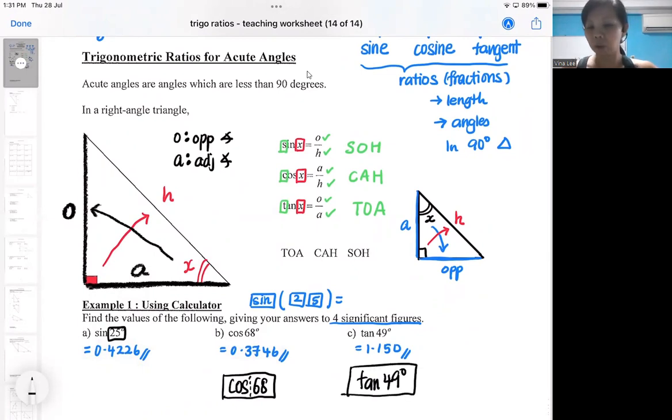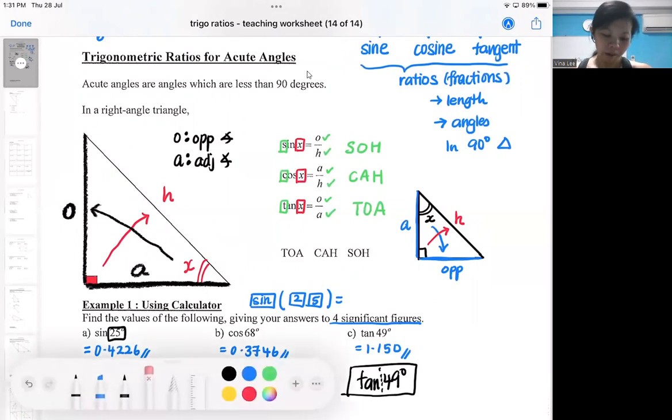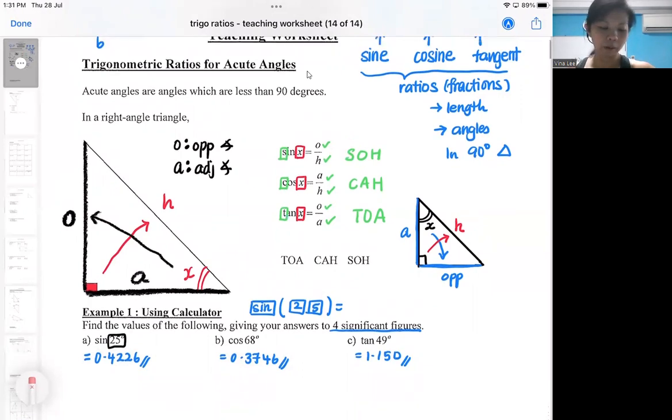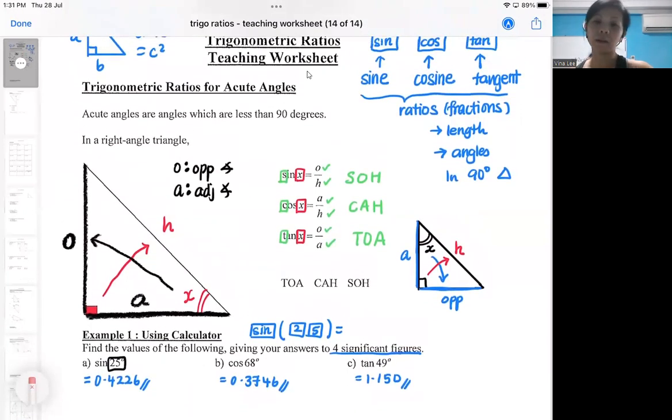That means we want the ratio of 49 degrees, the tangent ratio of 49 degrees. So you cannot split it up. Otherwise, if you have this weird idea that I want to split the 68 from the cosine, you will find this whole topic doesn't make sense.